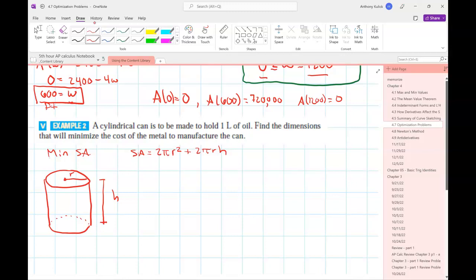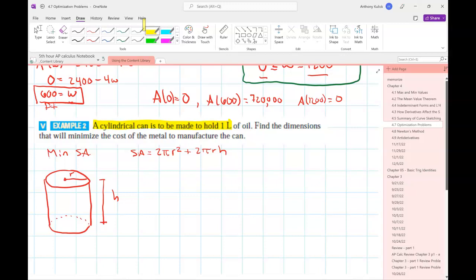Okay. Everybody happy with what we have here? What's the problem with the surface area equation that we've written? 2 variables, r and h. What are we going to use to get rid of one of them? Math. Great insight. We're going to use this.